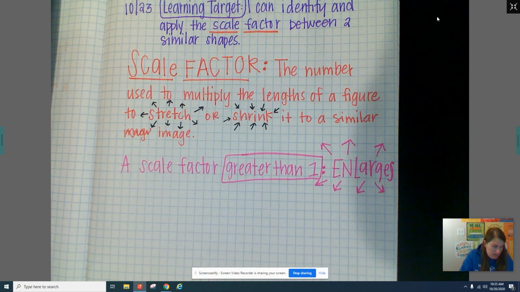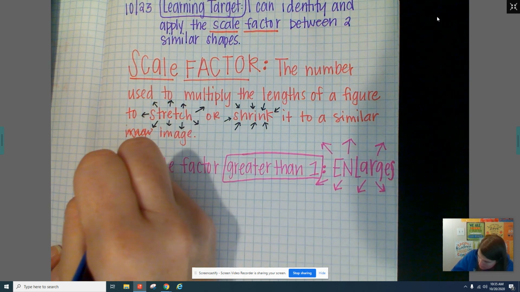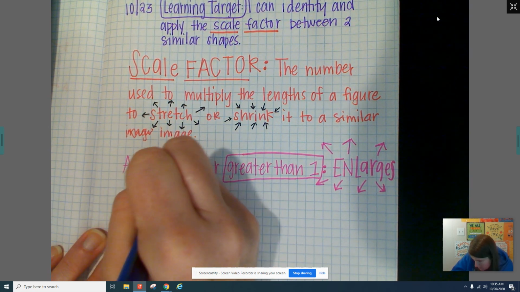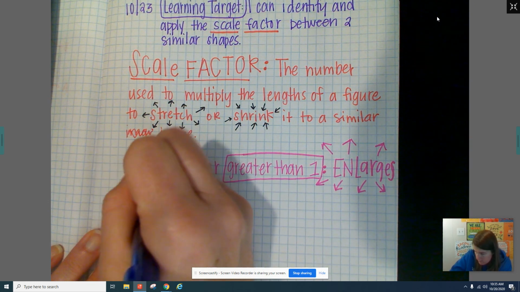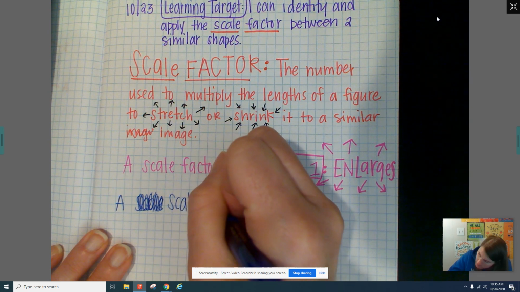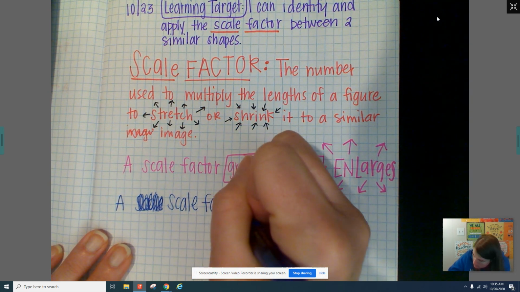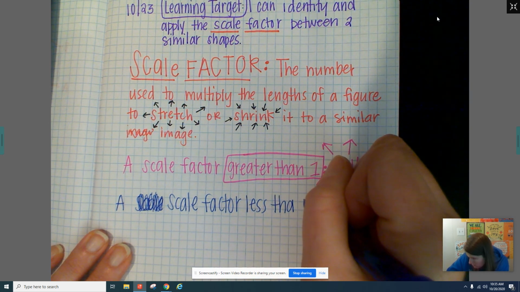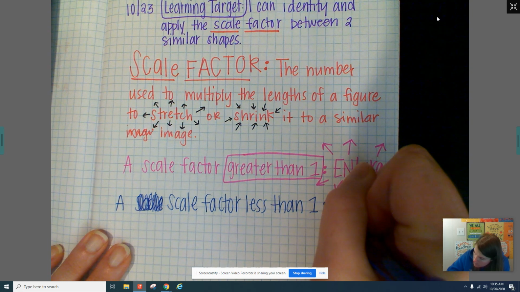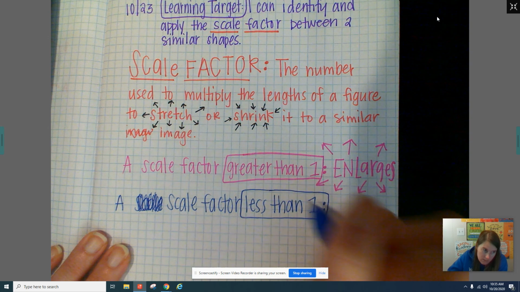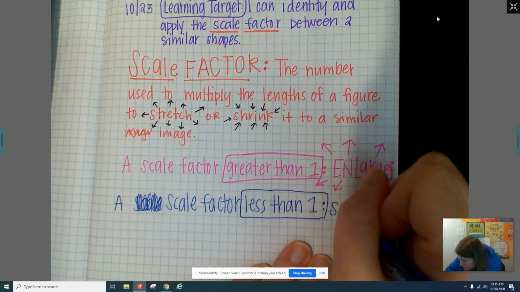On the flip side, a scale factor less than 1, I bet you know what that will do. I'm messing up my spelling and my words today. So less than 1 is going to shrink.